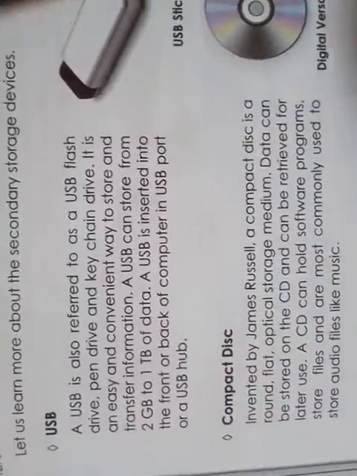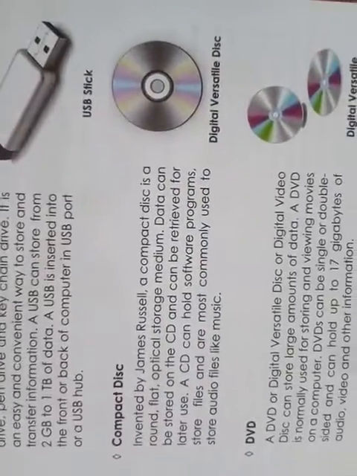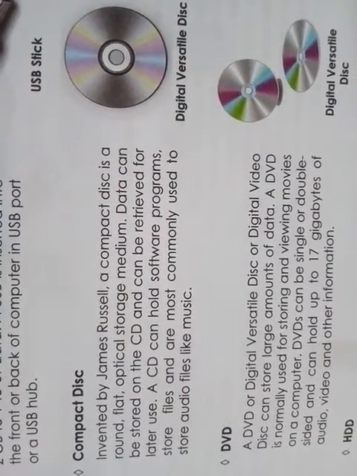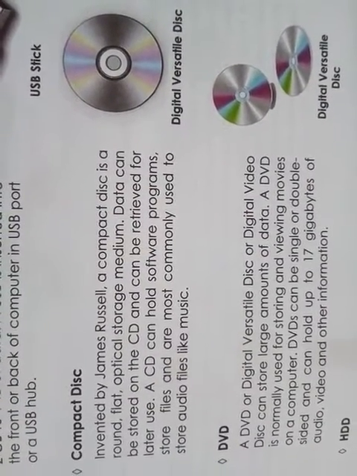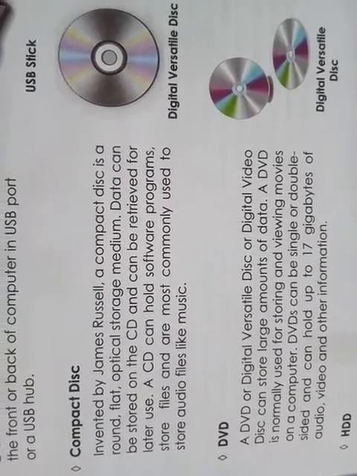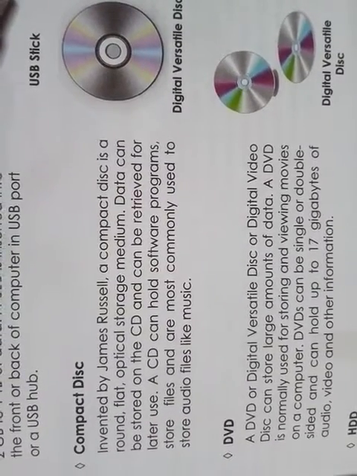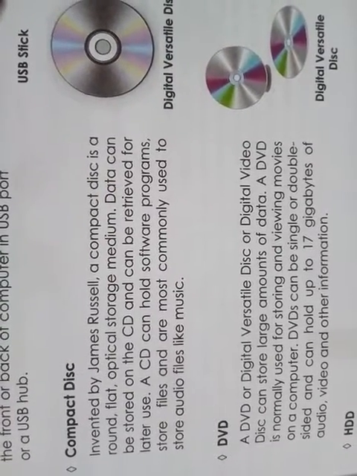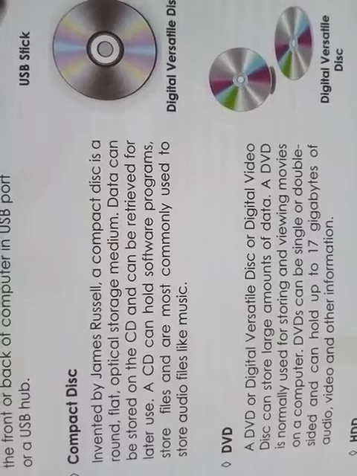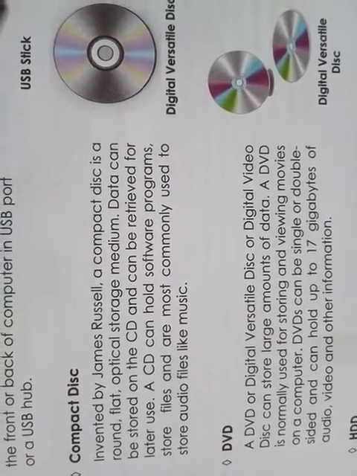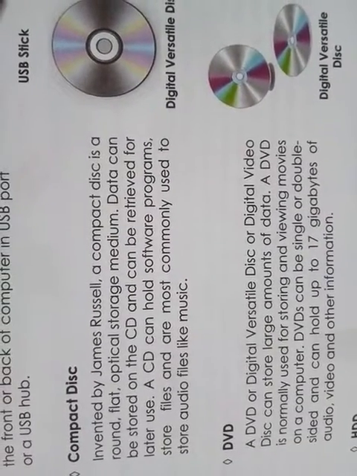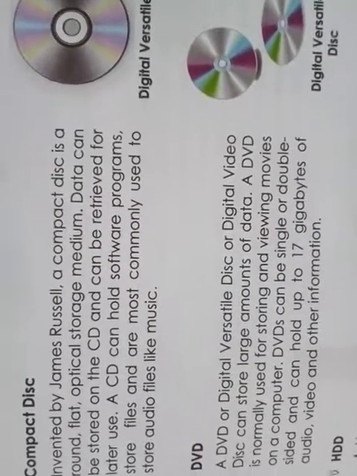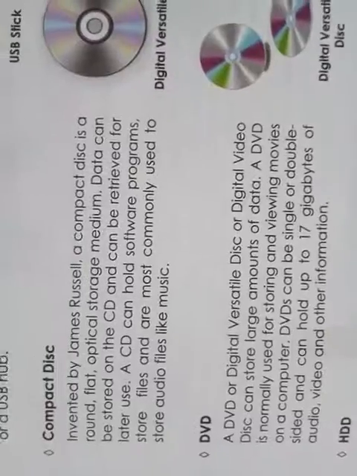Then the next one is the compact disc, or CD. A compact disc is a round, flat optical storage medium. Data can be stored on the CD and retrieved for later use. A CD can hold software programs and files, and is most commonly used to store audio, like music. Whatever data there is, you can store it on a CD.